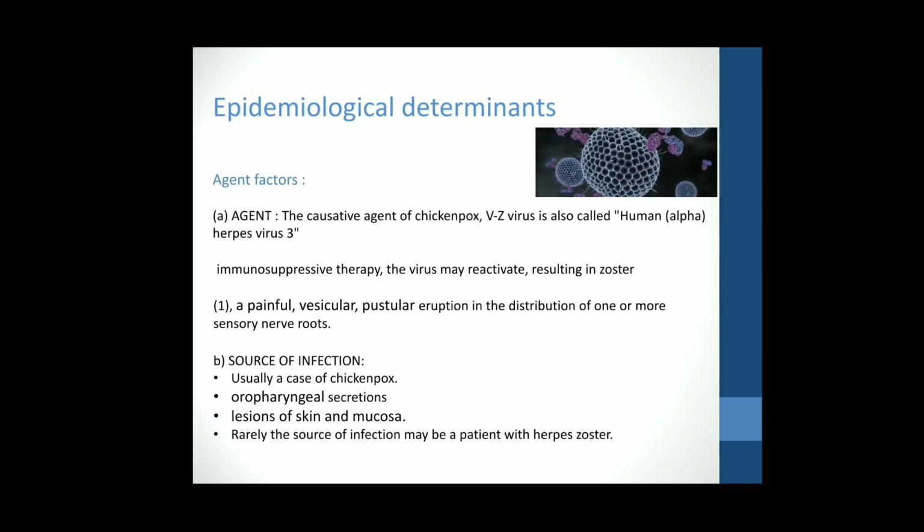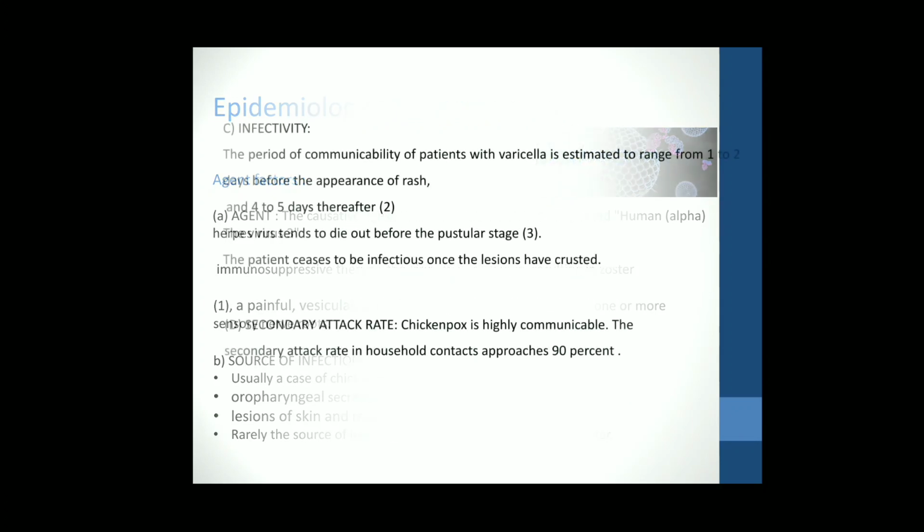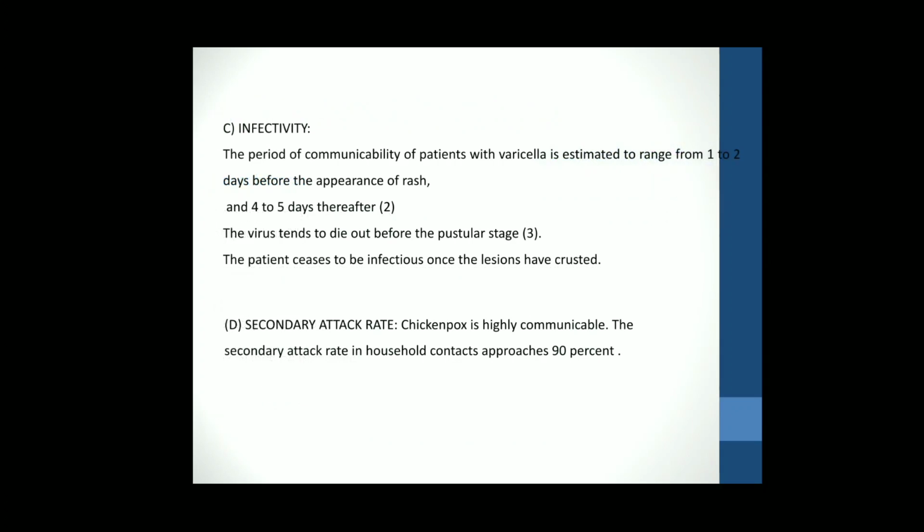You can see the virus there on the slide. This is how the chickenpox virus looks under the electron microscope. Coming to the infectivity: what is the infectivity period of a chickenpox infected person? The period of communicability of patients with varicella is estimated to range from 1 to 2 days before the appearance of the rash.